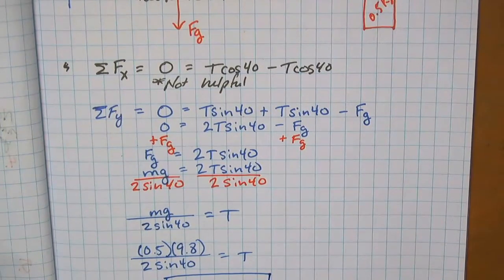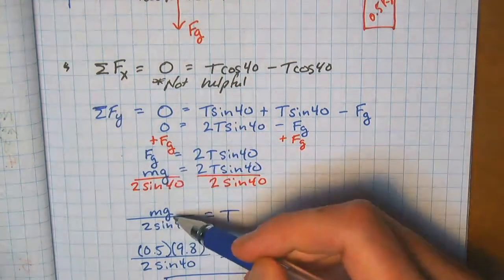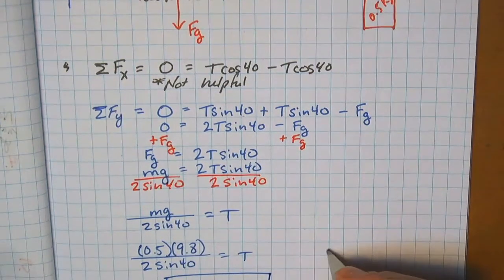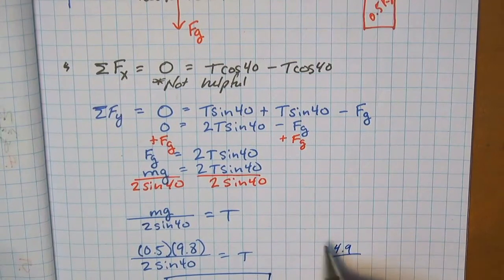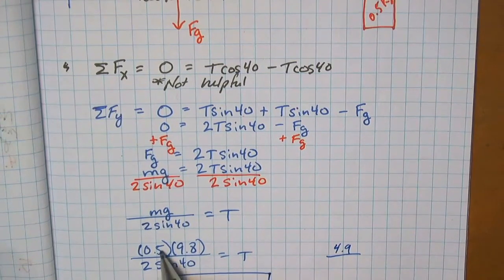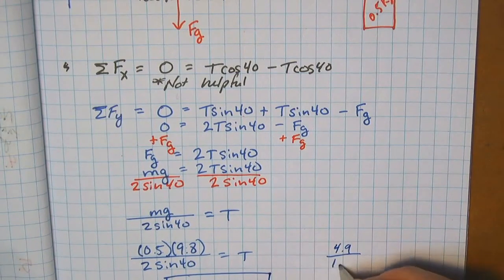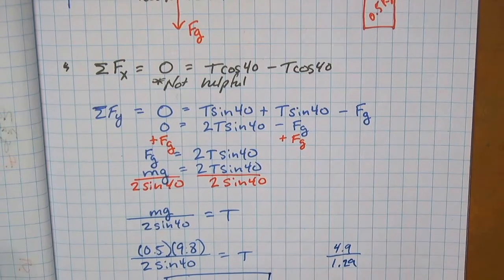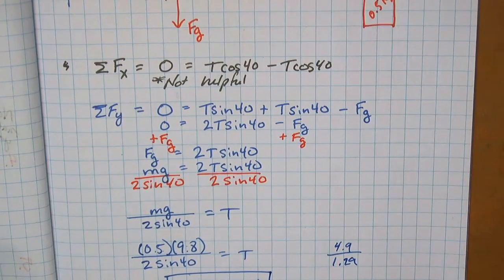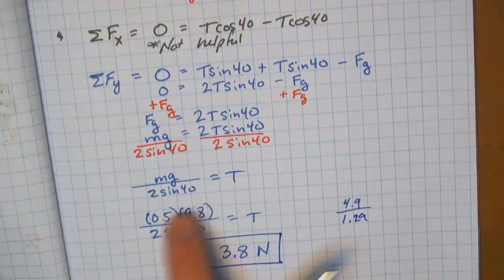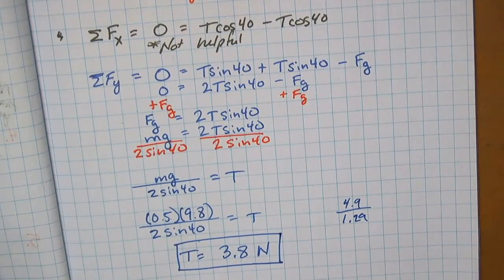Real quick, you might find it useful to do 2 times the sine of 40 when calculating this. You might find it useful to be like, okay, this is actually 4.9, because 0.5 times 9.8 is 4.9, divided by 2 sine of 40, which is 1.29. So then 4.9 divided by 1.29 is where the 3.8 comes from. So you might find it useful to break that down even further.